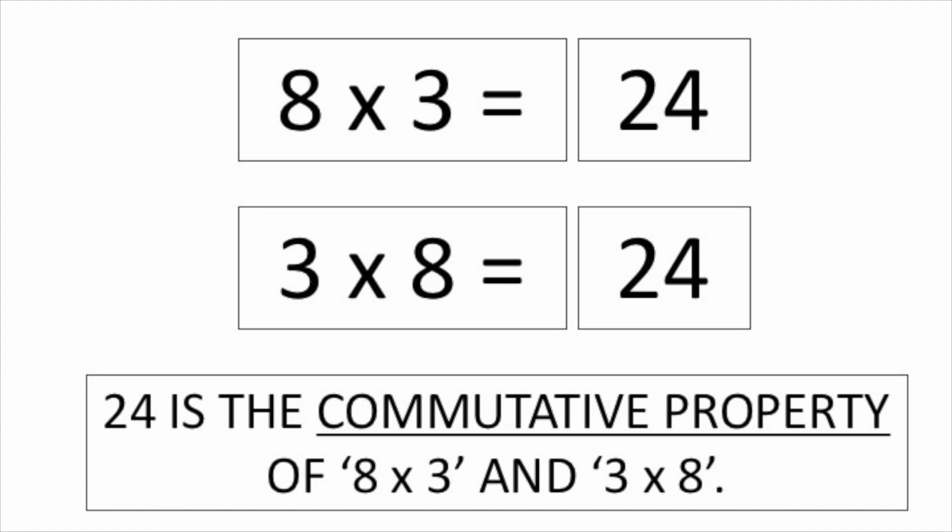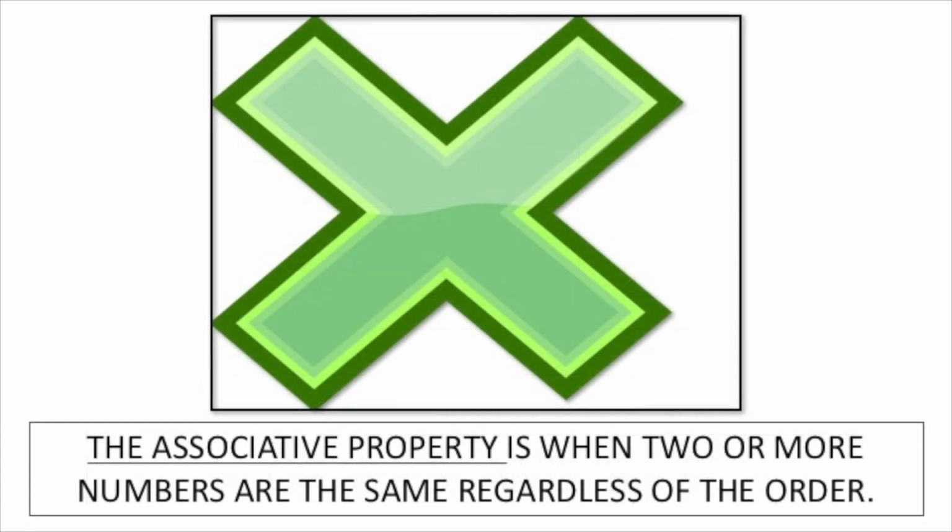Excellent, guys. Well done. So you understand, whatever side the numbers are on, if it's the same numbers, we get the same answer. Commutative property. And commutative is hard to say. Now we'll look at the next property. We have property number 2, the associative property.